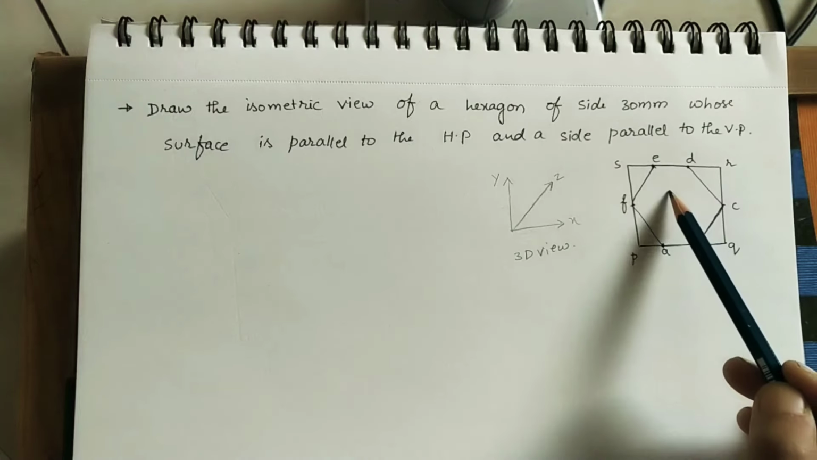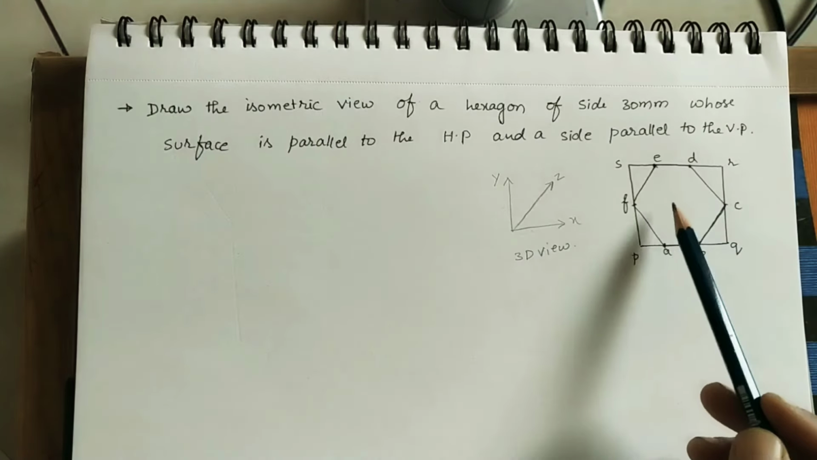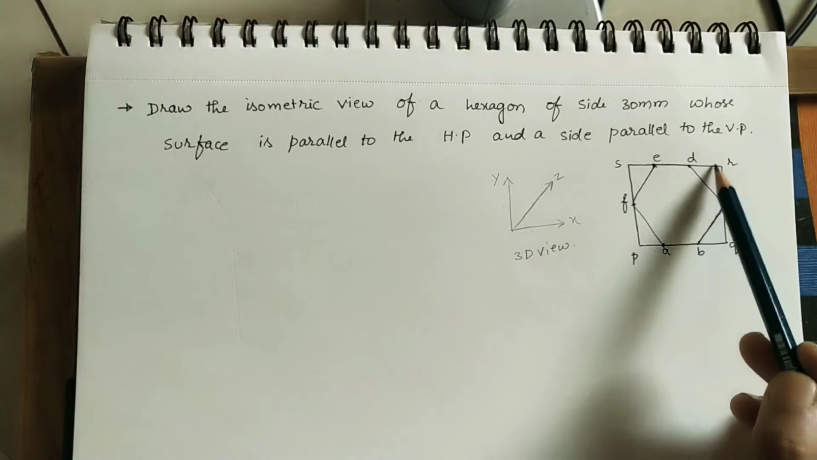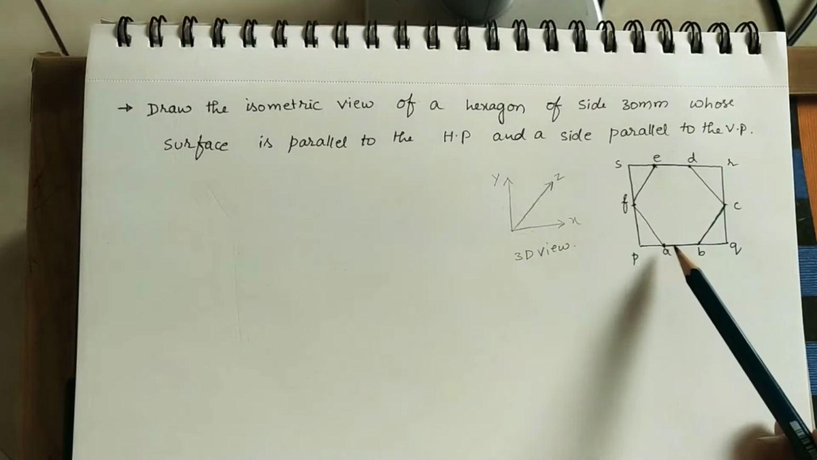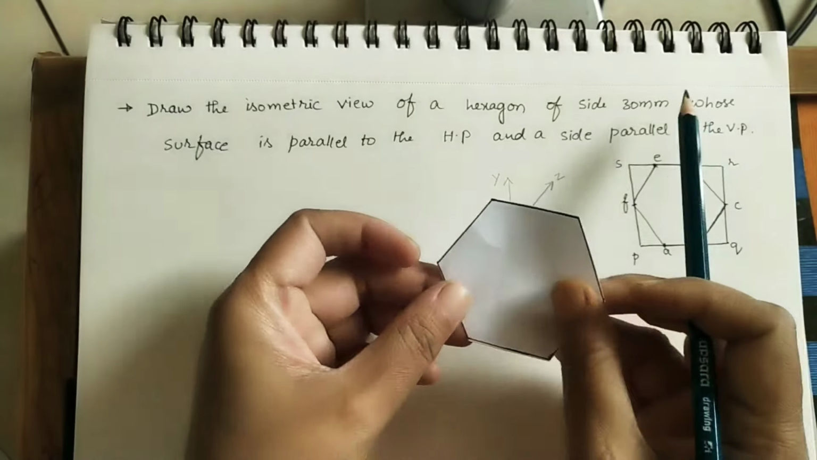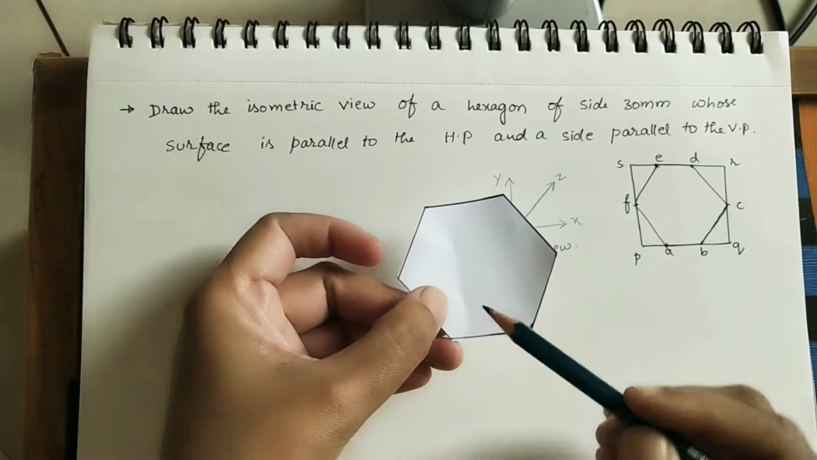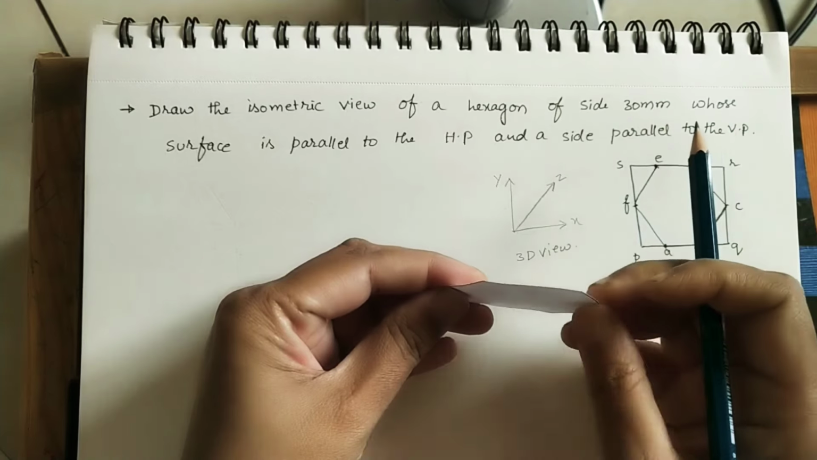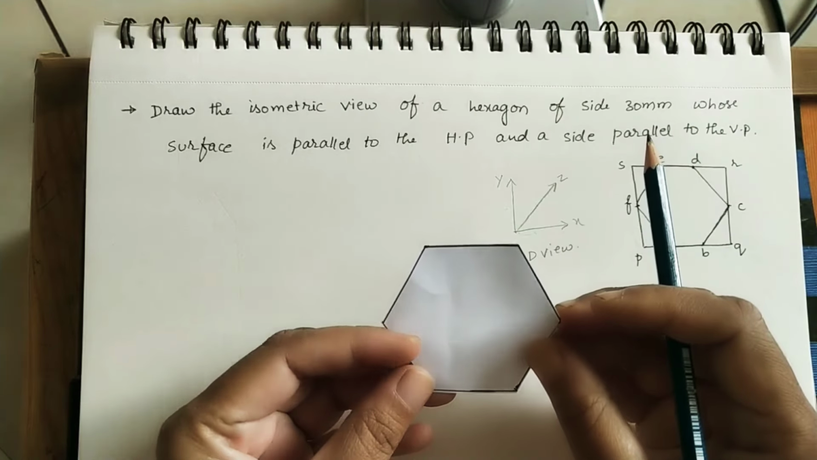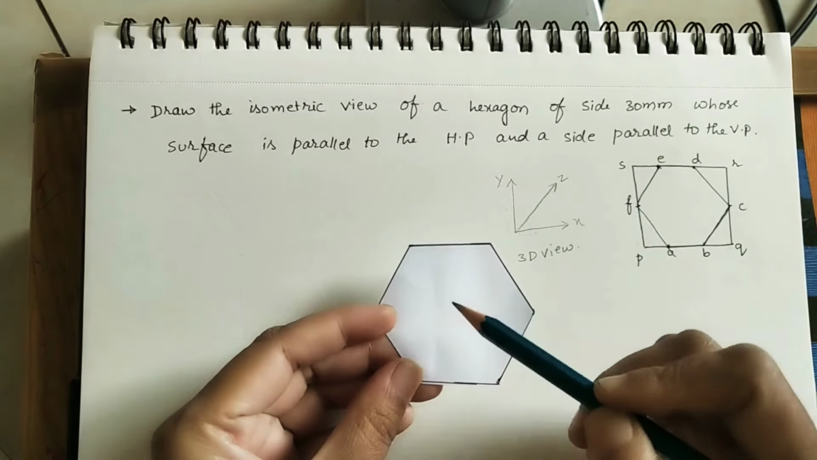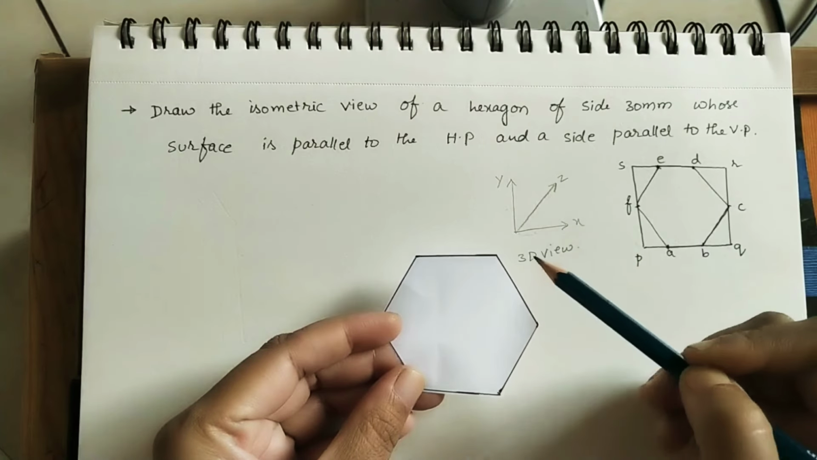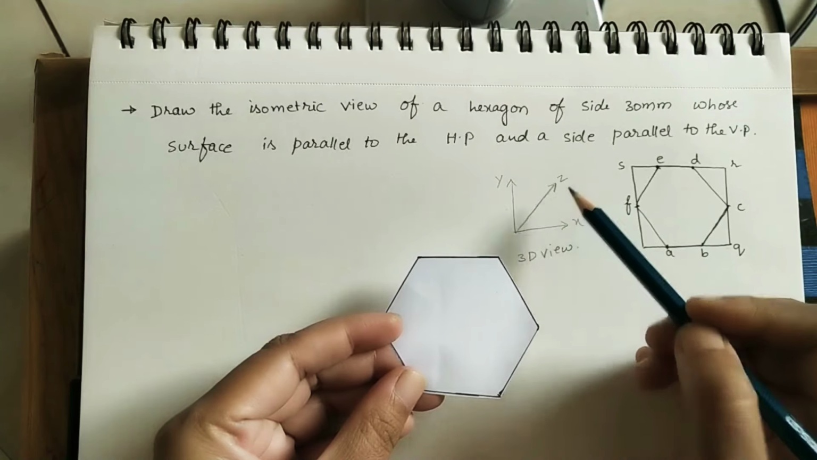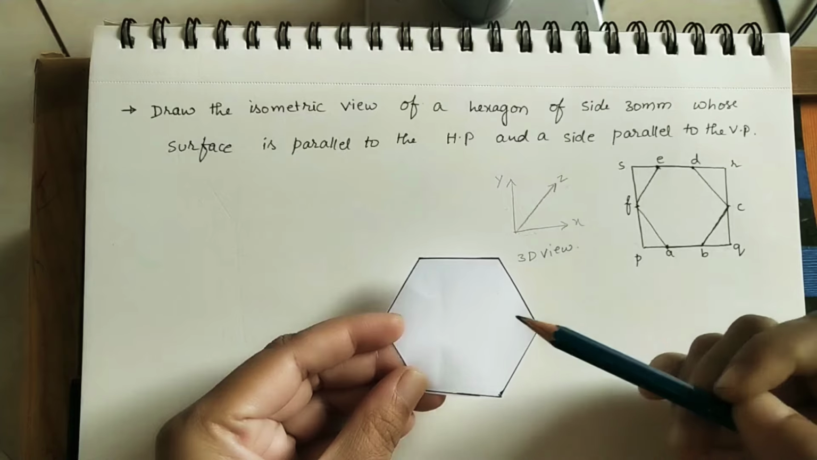To do this hexagon in isometric view, for any polygon, we have to draw one box which passes through all the corners of the hexagon. For example, I am taking this: it has width and height, and if you see the thickness, it is negligible, zero thickness. This type of object we call a plane or plate. So for this plate we need to do the isometric view. Here we have to take thickness as 0. Okay, let us do the isometric view.